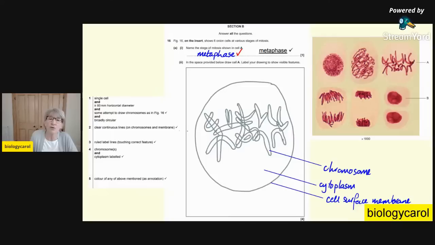Clear continuous lines on the chromosomes and the membrane. Now, I'm going to be really picky with myself. This isn't great because it hasn't got a nice continuous line in places like here and here. You can see where it's not perfect, where I haven't got the lines nicely joining up at the ends. I shouldn't have any overhangs, as it were. So I'm not going to give myself mark point 2. Ruled label lines touching the correct feature, yes, I've done that. And the chromosomes and the cytoplasm, yes, I've done that. Colour, I didn't mention that. So I've given myself mark points 1, 3, and 4. So I got 3 out of the 4 marks.